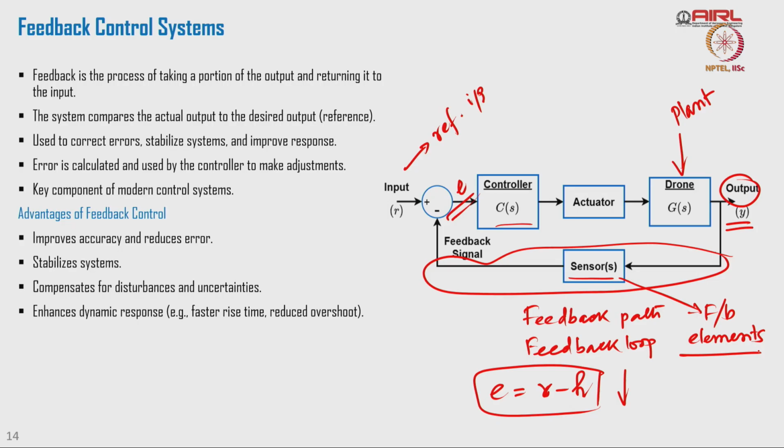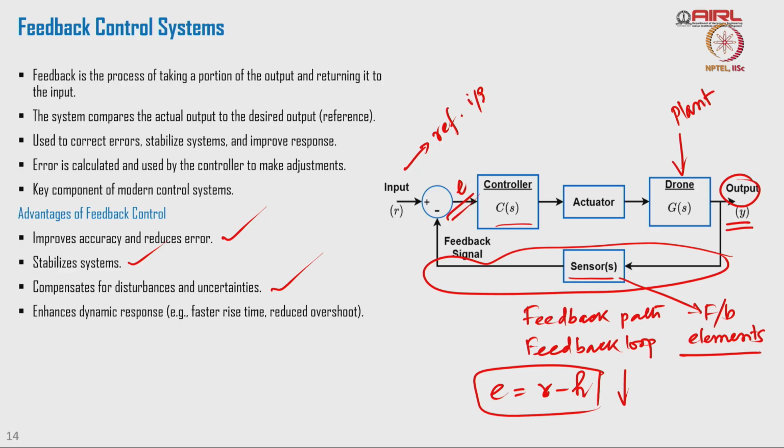Fine. So, what are the advantages of using feedback control? It improves accuracy, reduces error, stabilizes the system, compensates for disturbances and uncertainties, and enhances dynamic response. What does that mean? Sometimes we need the system to work in a faster way, sometimes we want it to work at a speed which is very much application specific. So, we want these things out of the system by using feedback control.